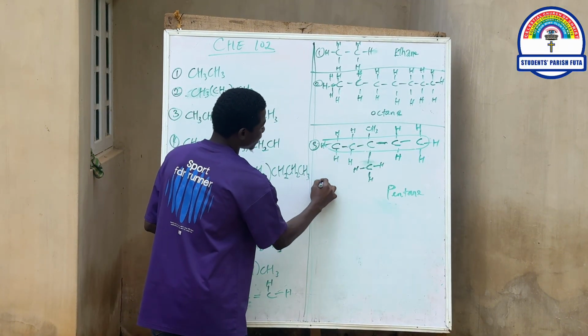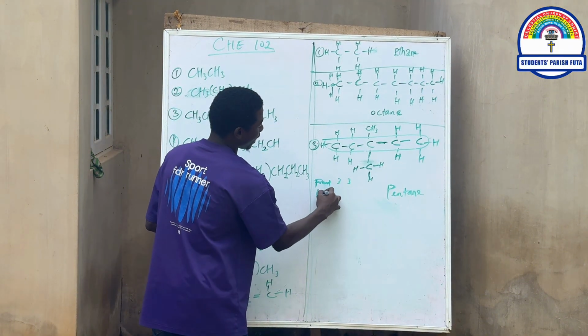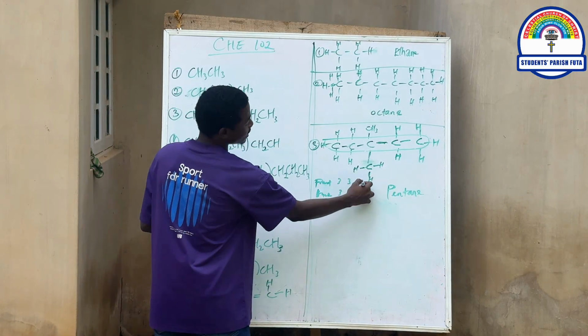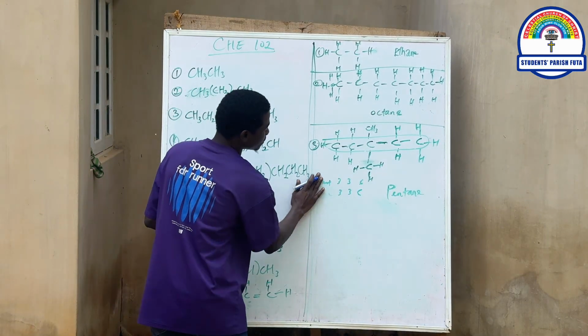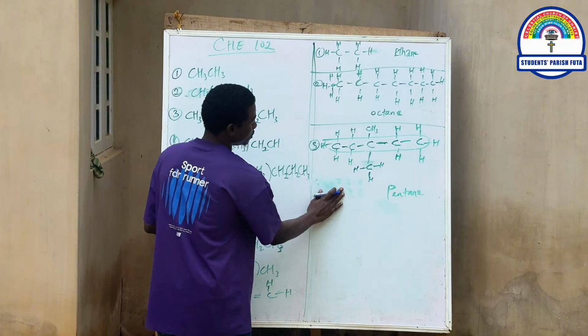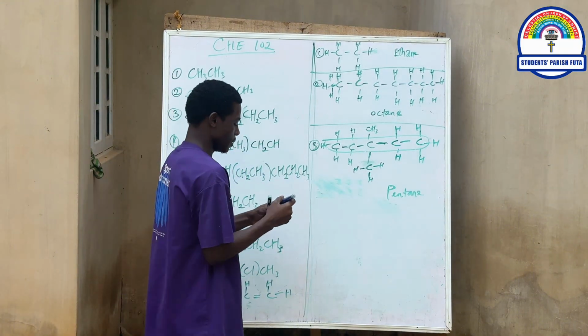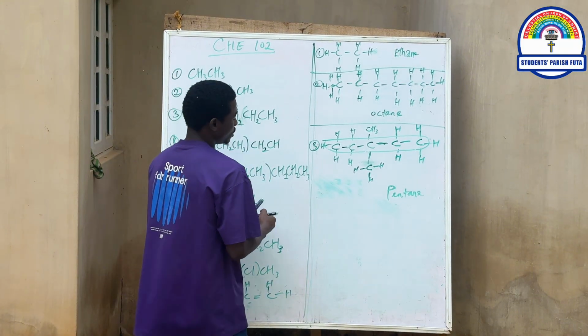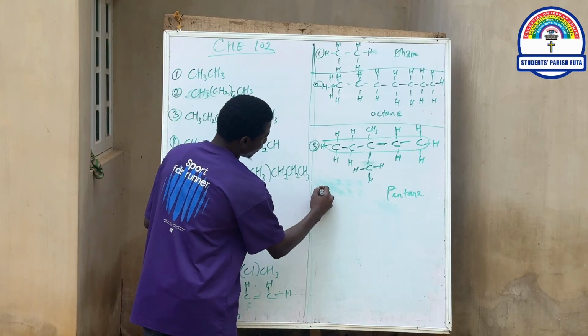So from the front, they are both 3 and 3. From the back, they are both 3 and 3. 3 plus 3 is 6. 3 plus 3 is 6. So the two of them give the same number. So you can pick any position, either from the front or from the back. So let's just go from the front. Since they are the same thing, we have 3.